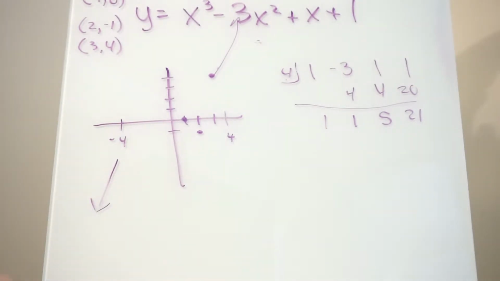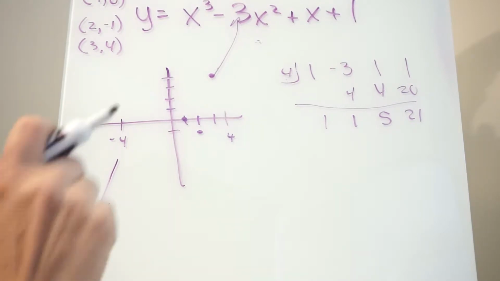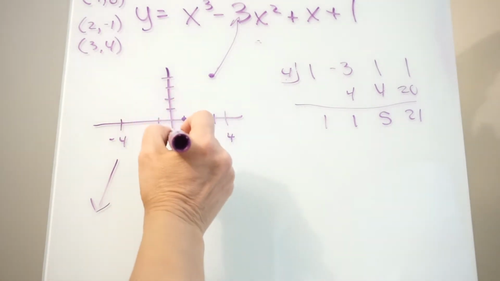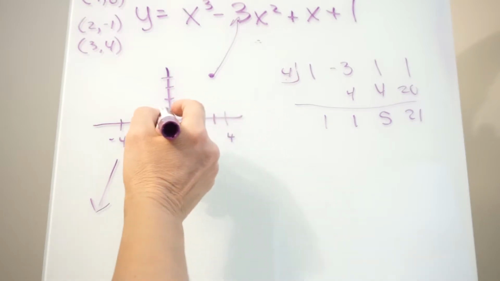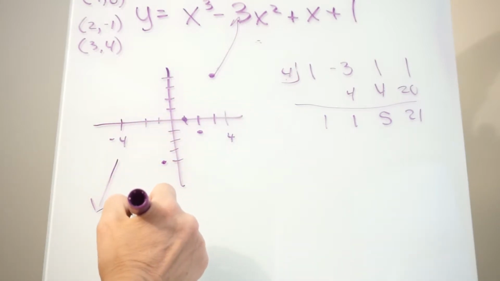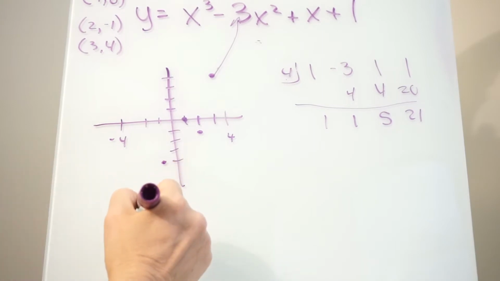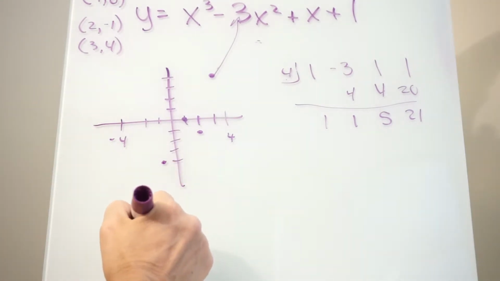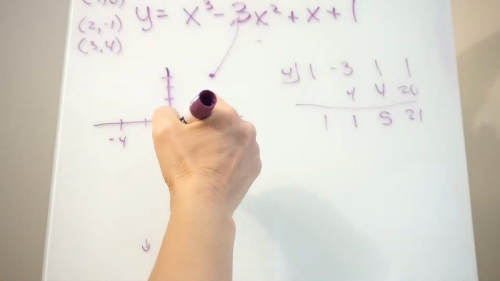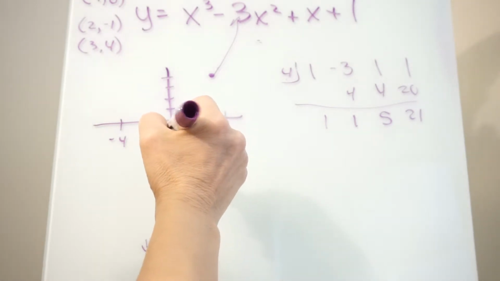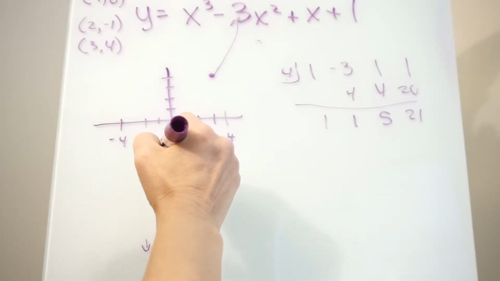So now let's take some negative points. Did we do some negative? Oh yeah, we have -1, -4. So we have this point here. We have -2, -21. So that's way down here. So this is already way down here somewhere, right? So we have those points. So we have a pretty good idea of this graph now. We can see it goes from here.